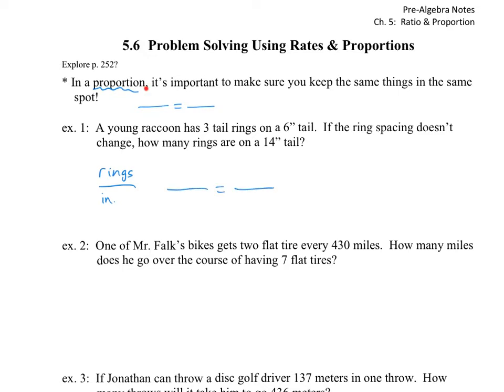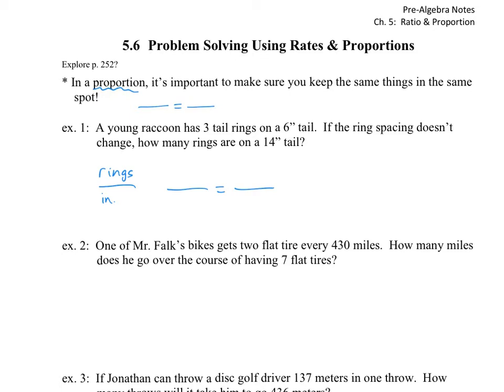But what I mean by this is that I need to have rings on the top in both and inches in the denominator in both. And I could totally flip that over if I wanted to and flip this fraction around to the reciprocal, and then I'd have inches in the top and rings in the bottom. That's fine as long as you have the same things in both tops, same things in both bottoms.